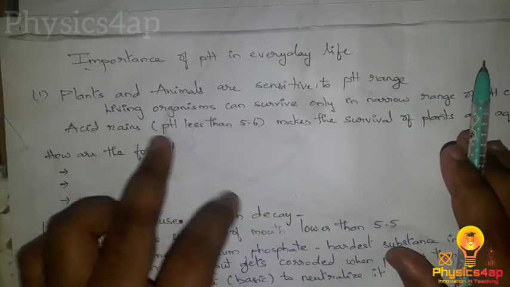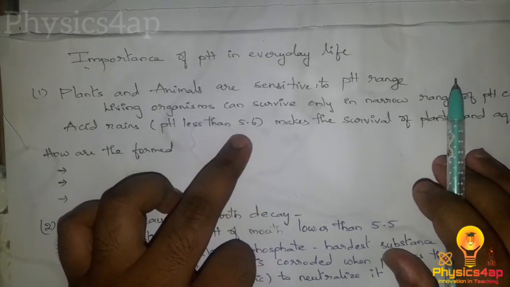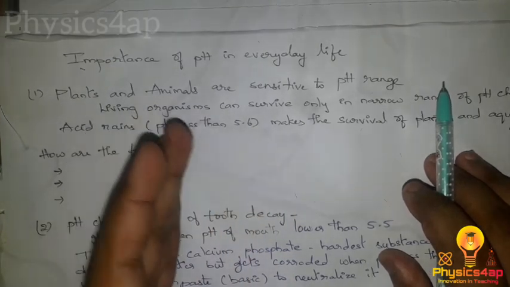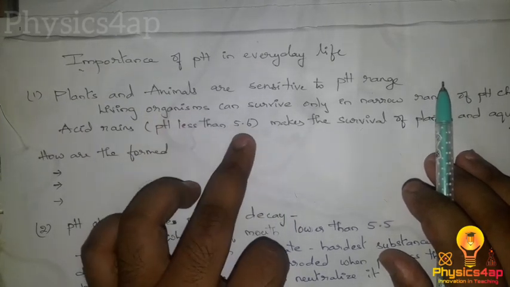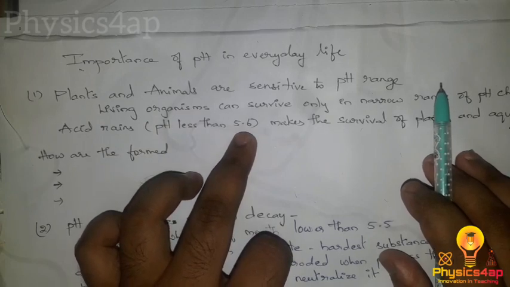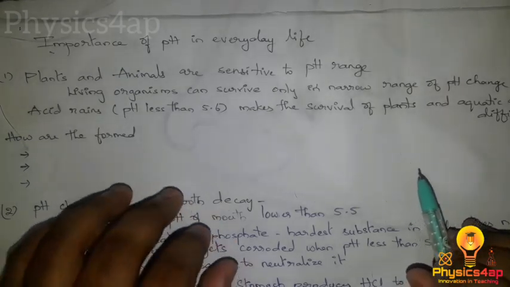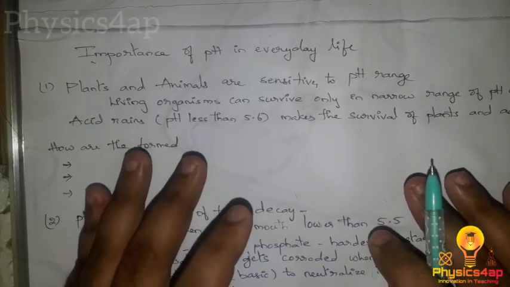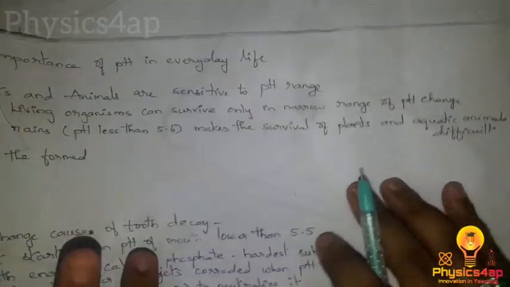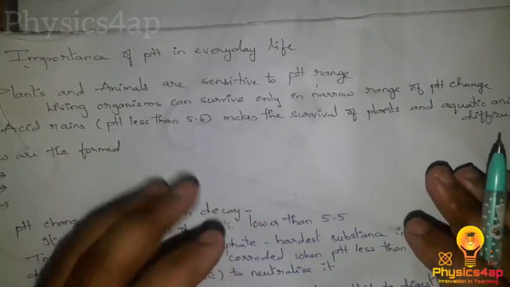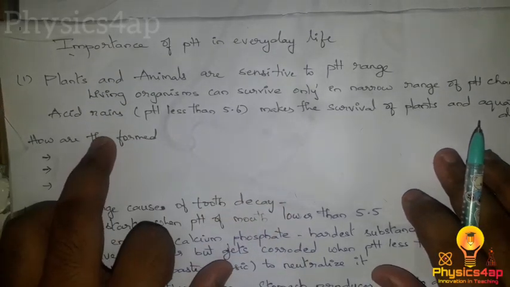So acid rain is rain with a pH value less than 5.6, as 7 is neutral and below 7 is acidic in nature. If the rain has a pH below 5.6, it is called acid rain. It makes it difficult for plants and aquatic animals to survive. Why? Because acid rain damages the oxygen levels present in the water, so aquatic animals cannot survive. Even the plants cannot survive, as the transporting system gets damaged due to the acid rain.